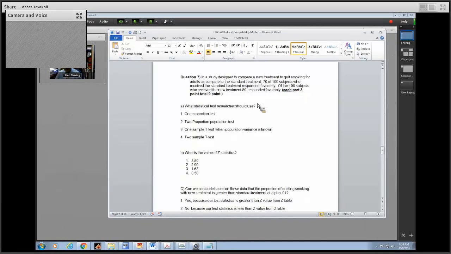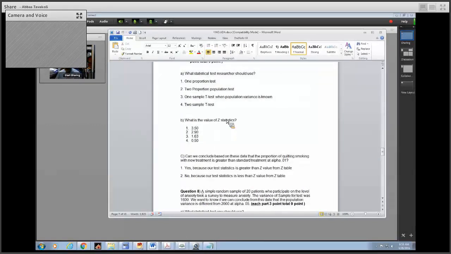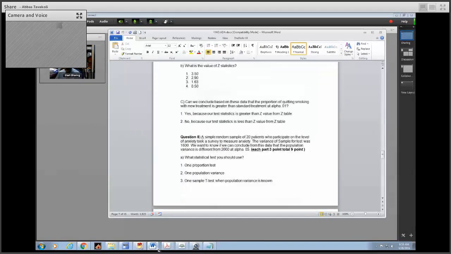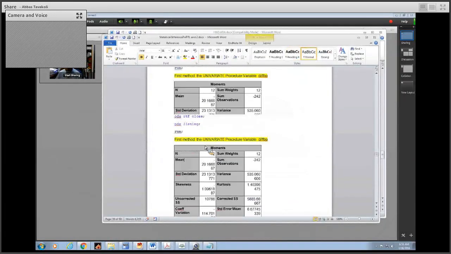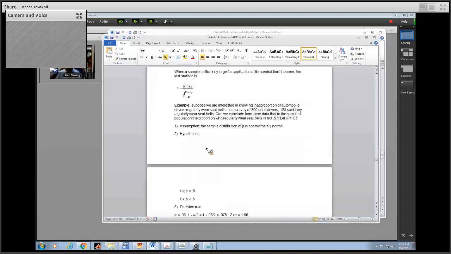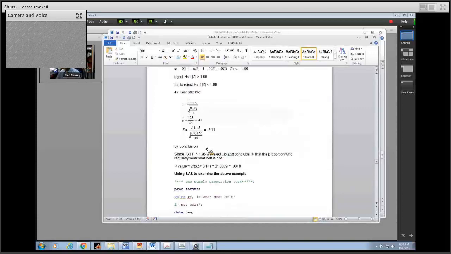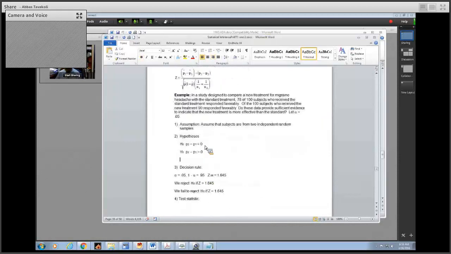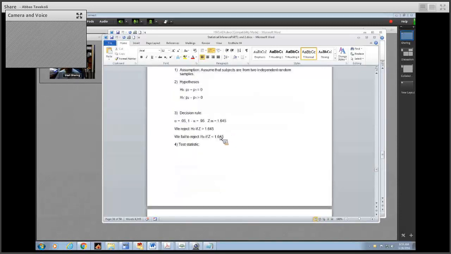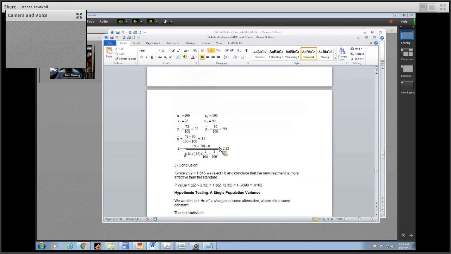So question 7, we have a new treatment to quit smoking for adults. 70 of 100 subjects who received the standard treatment respond favorably. Of 100 subjects who received the new treatment, 8 responded favorably. So here I ask you, remember, we are talking about proportions and you have 2 samples: what statistical test do you use, and then calculate the statistic and make your conclusion.